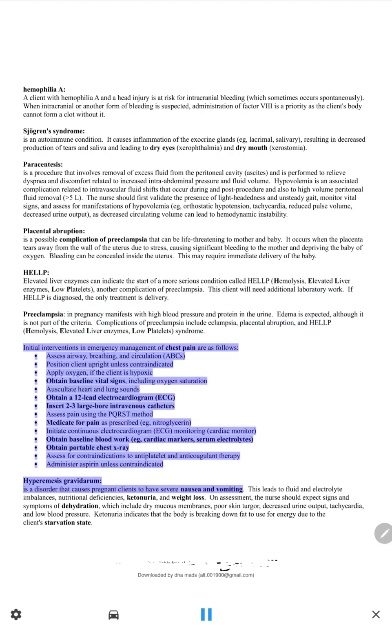Hyperemesis gravidarum is a disorder that causes pregnant clients to have severe nausea and vomiting. This leads to fluid and electrolyte imbalances, nutritional deficiencies, ketonuria, and weight loss. On assessment, the nurse should expect signs and symptoms of dehydration, which include dry mucous membranes, poor skin turgor, decreased urine output, tachycardia, and low blood pressure.